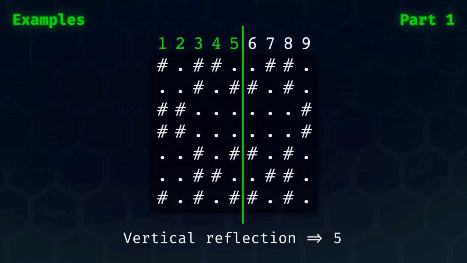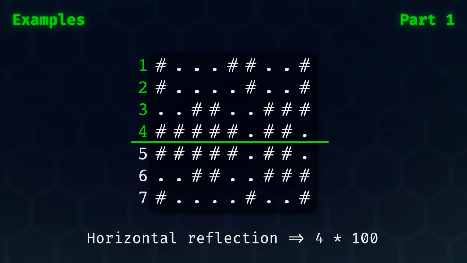In this first example, we have a grid where we can find a vertical reflection line. It is between positions 5 and 6. Thus, we take note of the number 5. In the second example, we have a horizontal reflection between positions 4 and 5. So, because this is a horizontal reflection, we take note of 400. And that's basically all there is to it in terms of problem description and examples. Are you ready for the solution?